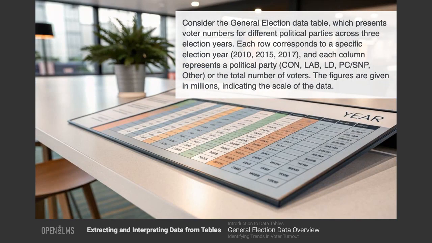Consider the General Election Data Table, which presents voter numbers for different political parties across 3 election years. Each row corresponds to a specific election year, 2010, 2015, 2017, and each column represents a political party, CON, LD, PC-CNP, other, or the total number of voters. The figures are given in millions, indicating the scale of the data.